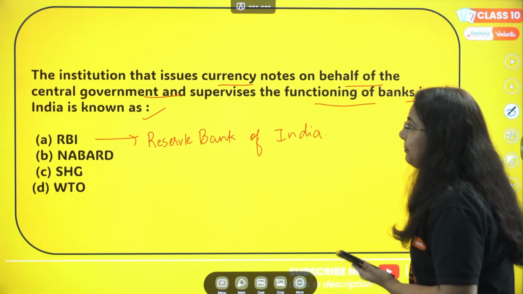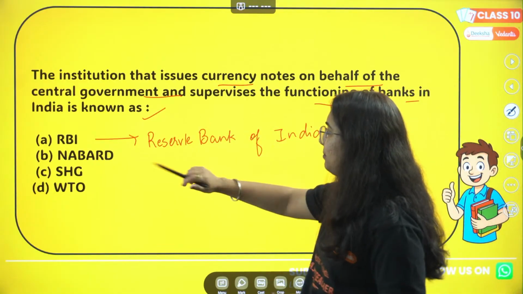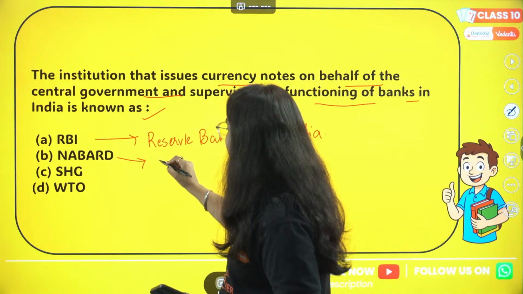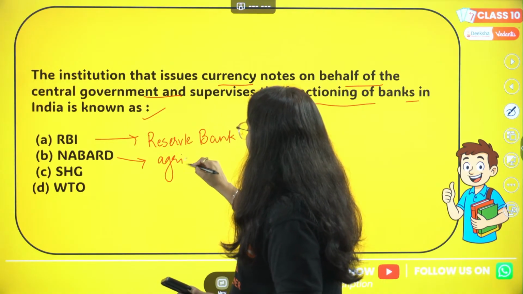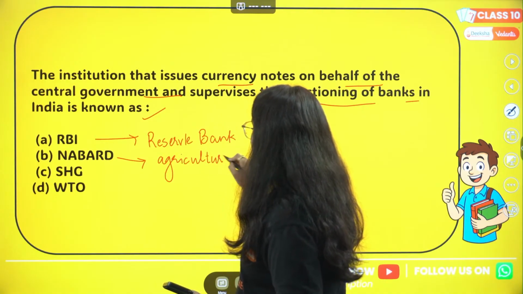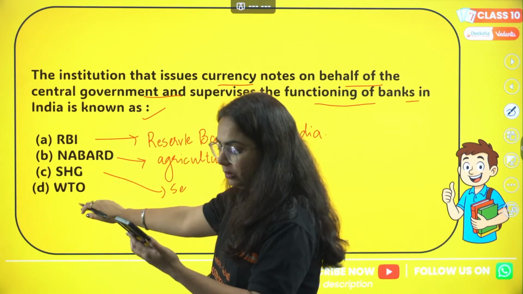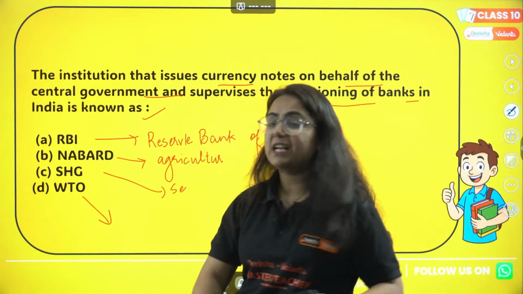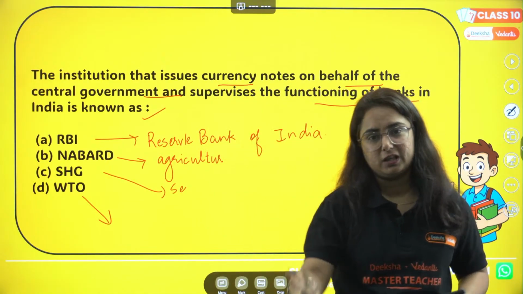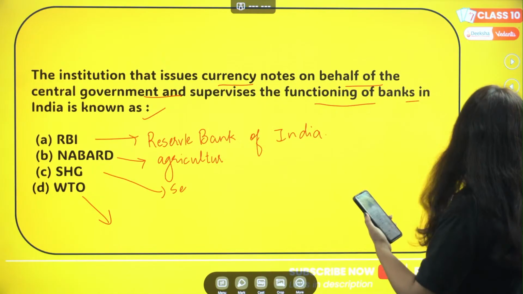We'll talk about him. So RBI, Reserve Bank of India. NABARD is an institution that provides loans for agriculture workers. SHG is a self-help group, we know that, and WTO here stands for World Trade Organization. Okay, all four points here are clear.